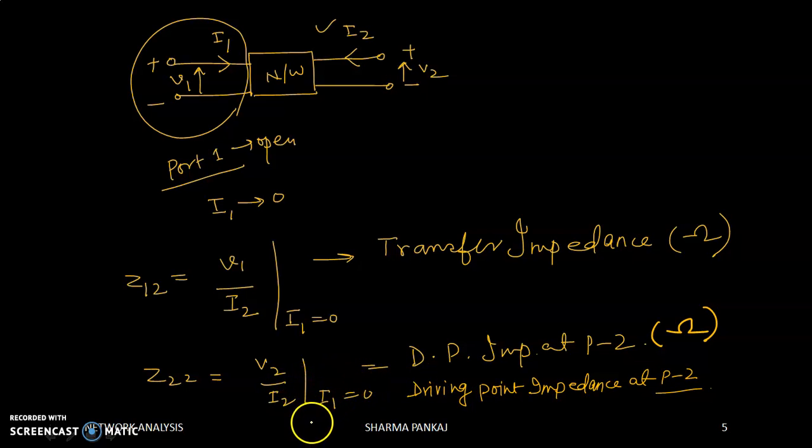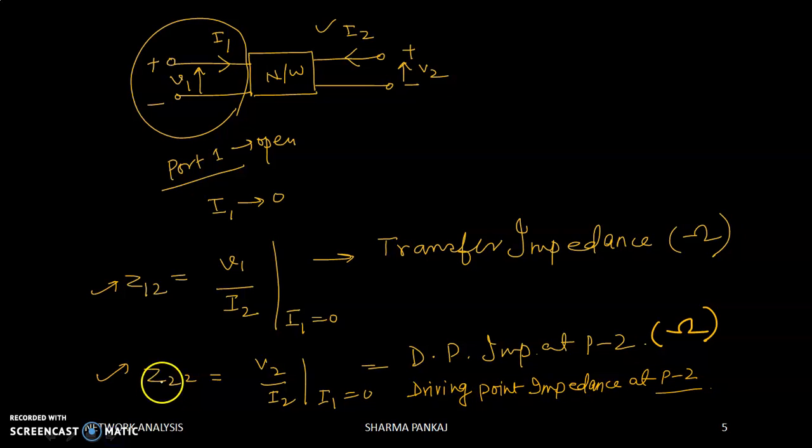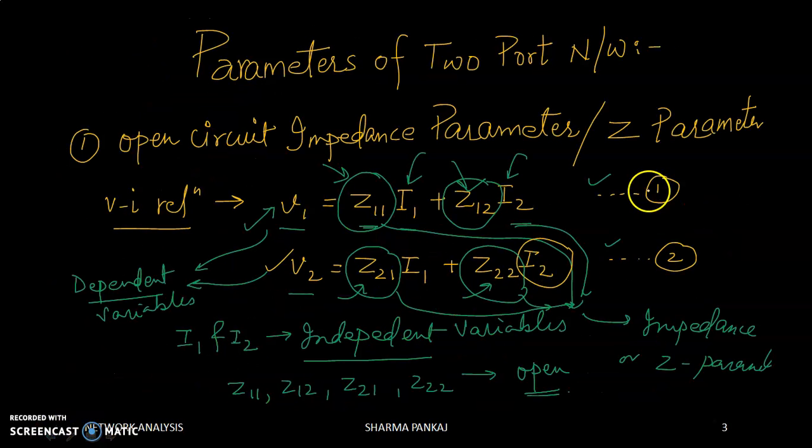Dear friends, dear students, please keep in mind that we have simultaneously found the value of Z12, Z22, and, see the previous slide, Z11 and Z21. First we opened port number 2, and then we opened port number 1. Now see equation number 1 and 2 which we have written here.